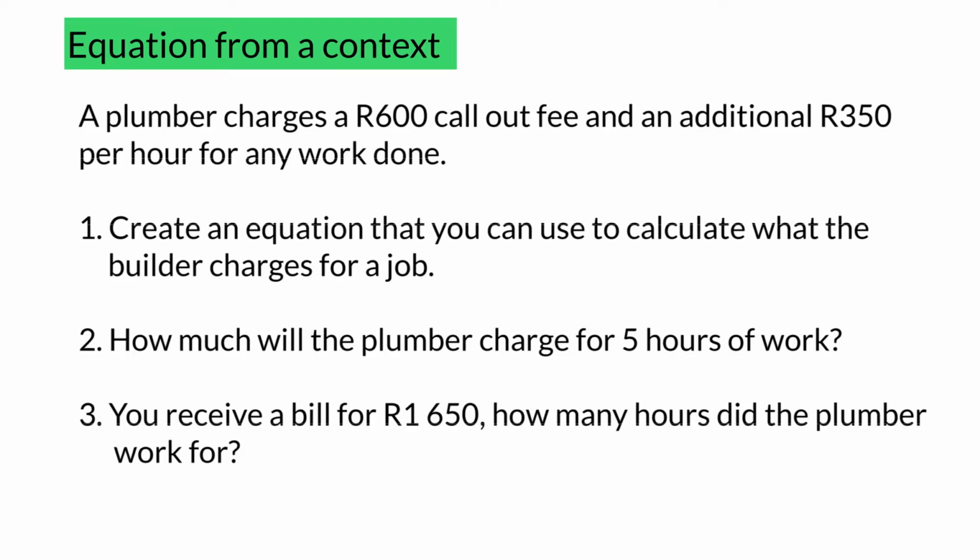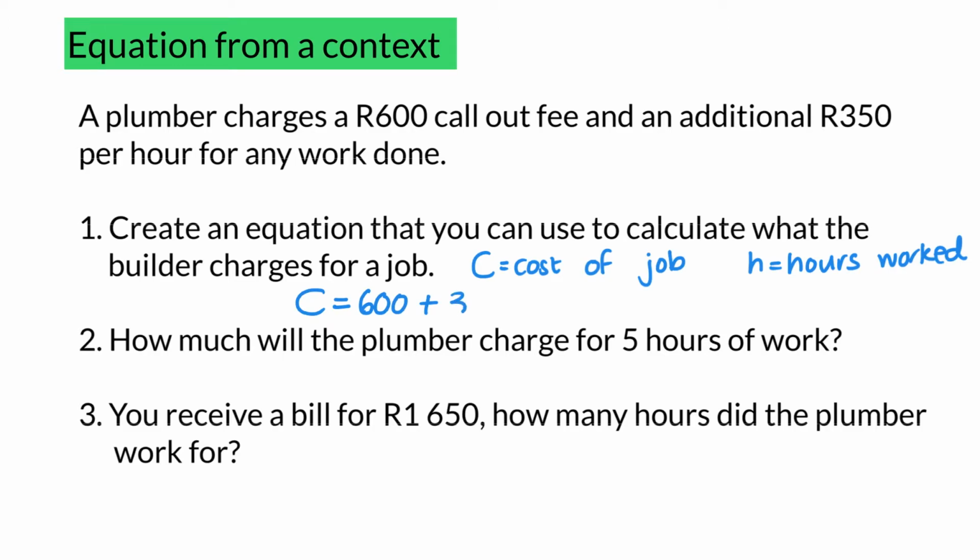The first question says, create an equation that you can use to calculate what the builder charges for the job. So let's say that C is the cost of the job, and let's use H for hours worked. Now you might have chosen different variables. The variables you choose doesn't matter. The equation I would have is the cost is 600 Rand, which is charged no matter what, plus 350 Rand times by the number of hours worked, so 350H.